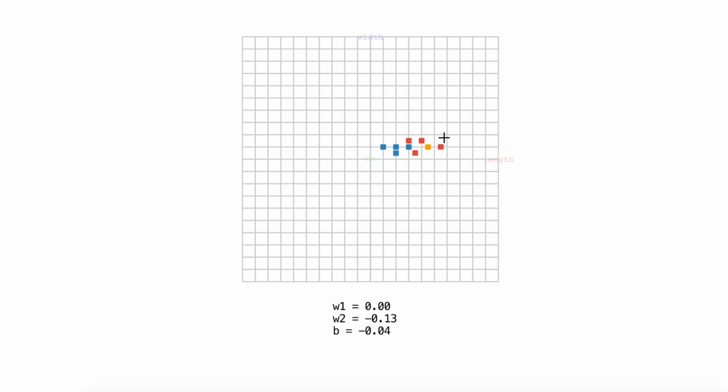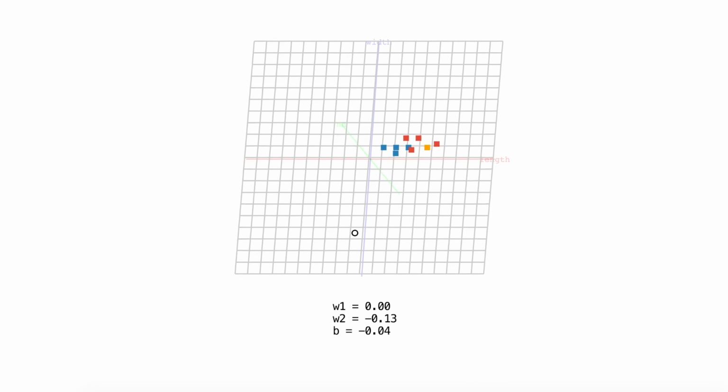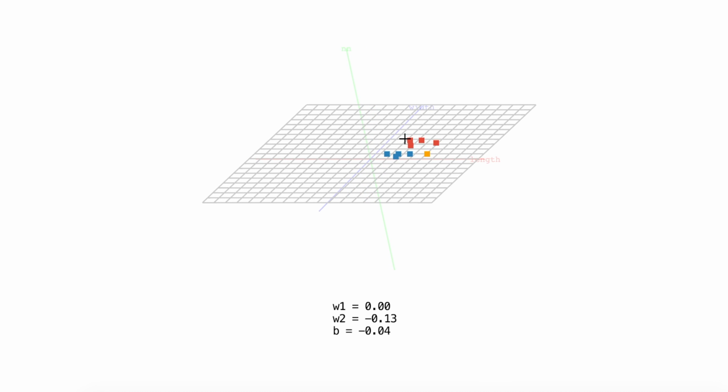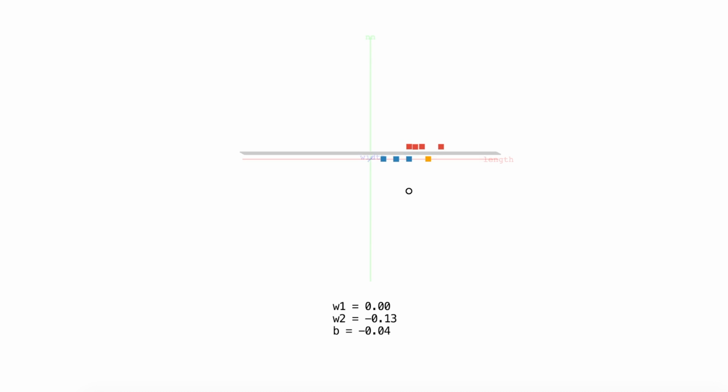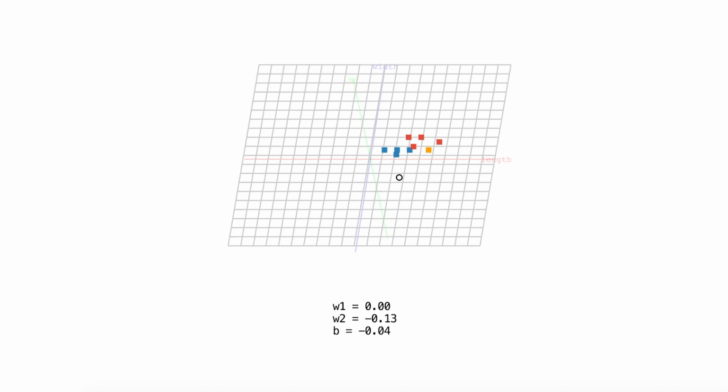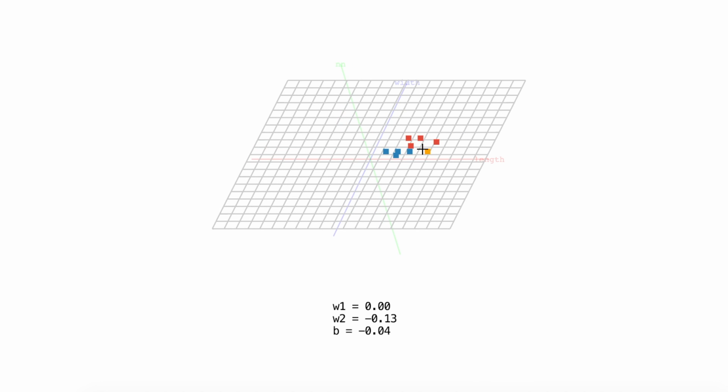Okay, so now I've added our data. For each flower, I moved over to the right by its length and then up by its width and plopped a point down. And for its type, if it's a blue flower, I made its y-coordinate 0. And if it's a red flower, I made its y-coordinate 1. And I also color-coded them. Now, the mystery flower here is in orange.